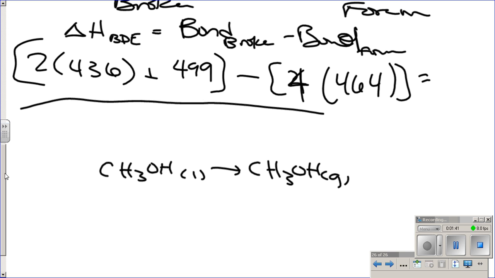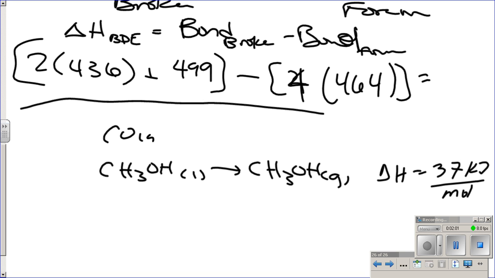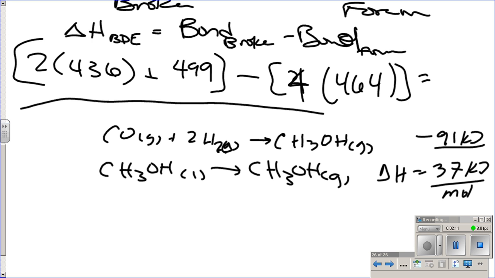So they're saying this in a sentence versus writing this out. The delta H of vaporization for methanol is 37 kilojoules per mole. And that's an endothermic process because that requires energy to vaporize. In the previous equation, they gave you CO gas plus 2 H2 gas yields CH3OH gas at negative 91 kilojoules per mole.